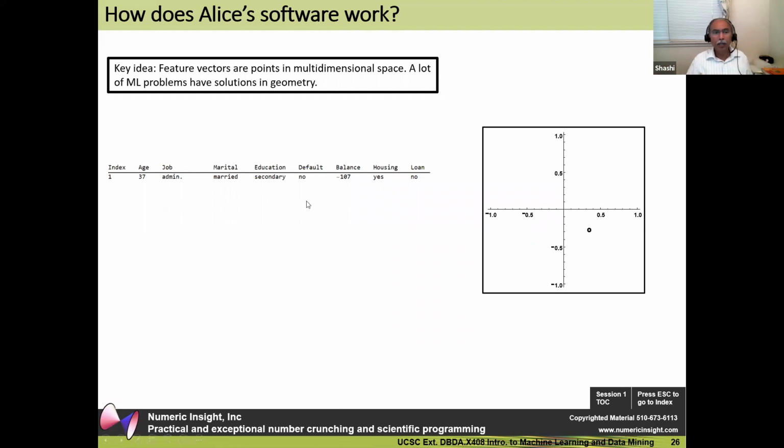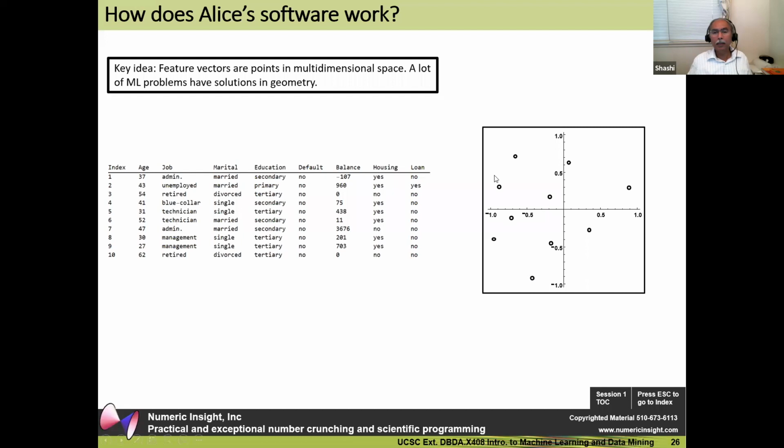Okay, so I'm showing you one customer here. This one customer might represent this point. For simplicity, I'm representing it as a point in two-dimensional space, but keep in mind that it's a point in multidimensional space. This is only for visualization. So take a look at all these other customers. They are also points, right? They're all points. And you see, there are 10 points here that I'm showing you.